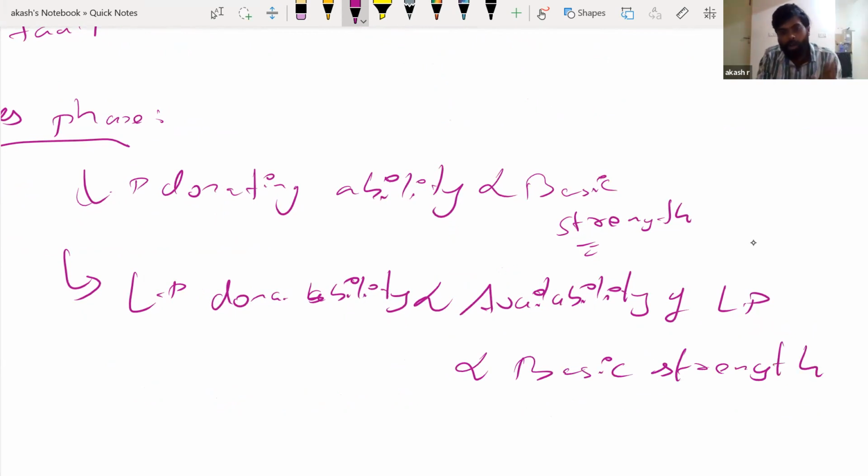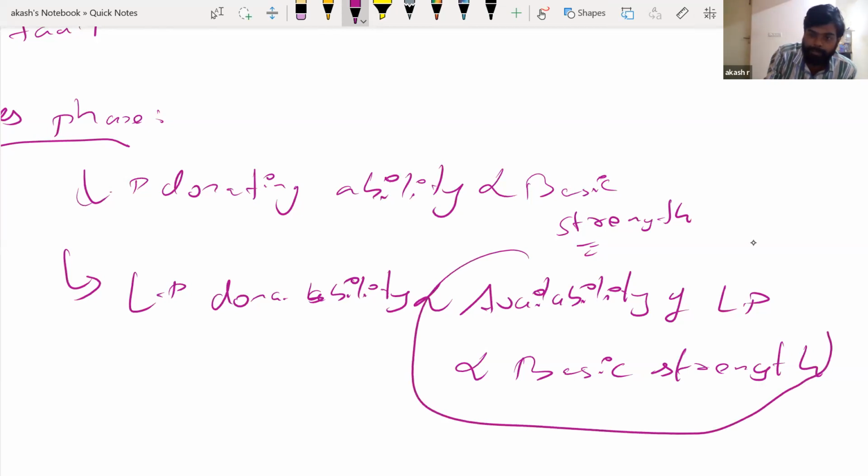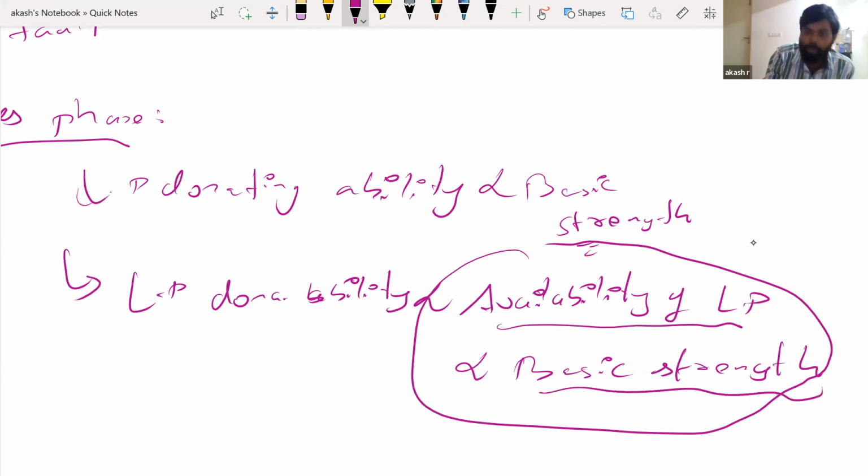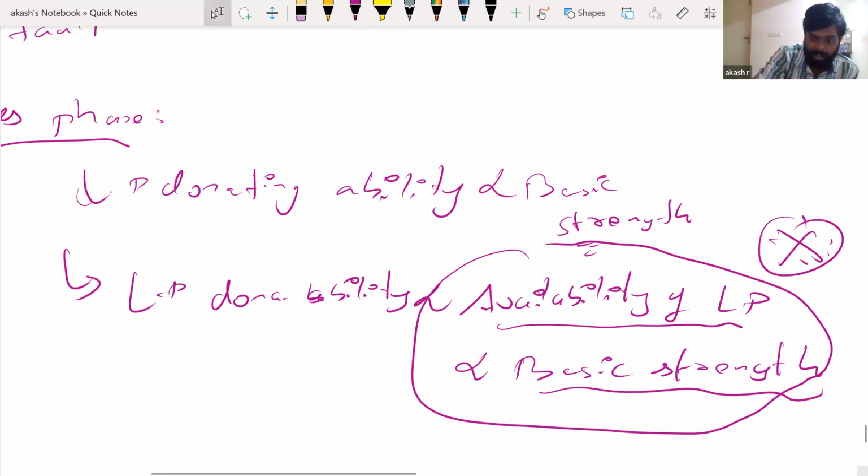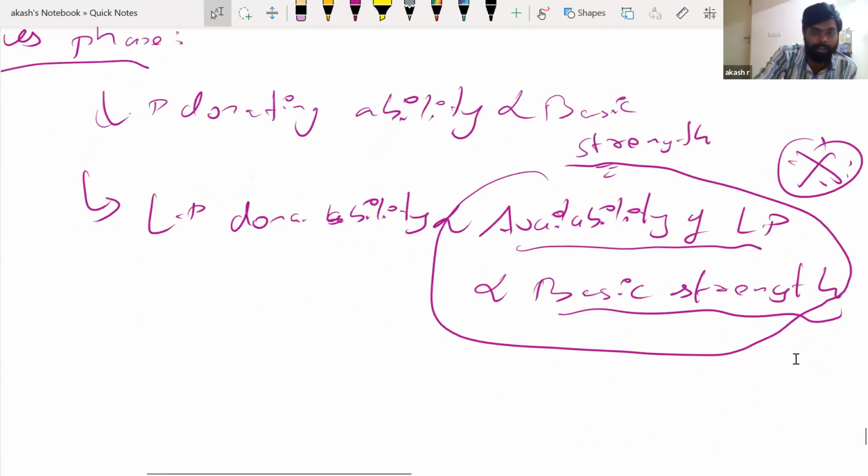Right? So now all that you have to understand is for comparing, this particular point: more and more is the availability of lone pair, more and more is going to be the basic strength of the amines. Very, very important point for you to solve any kind of question. What is the time? Okay, we have time.